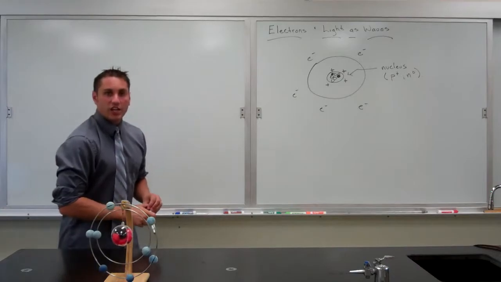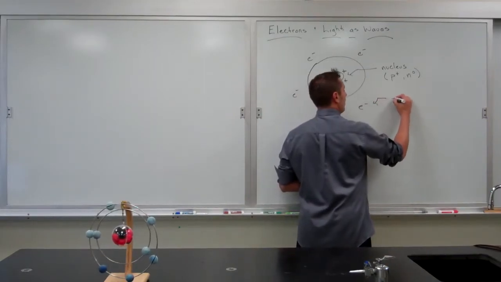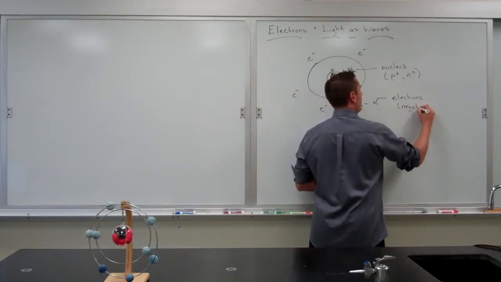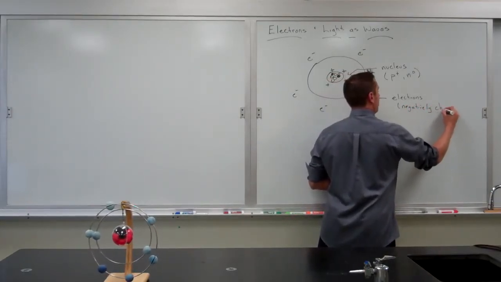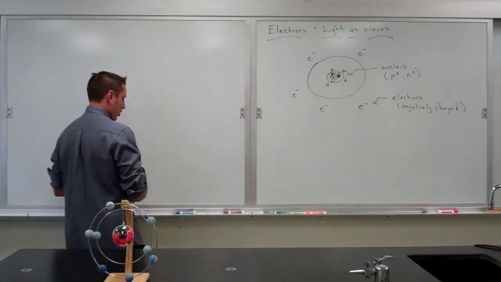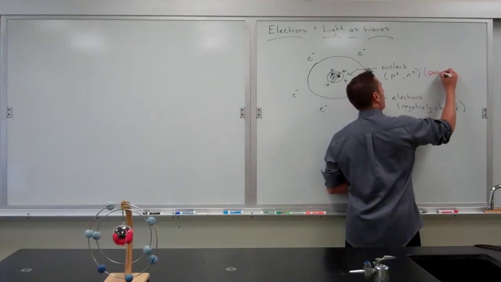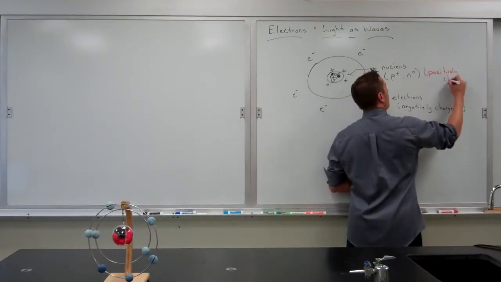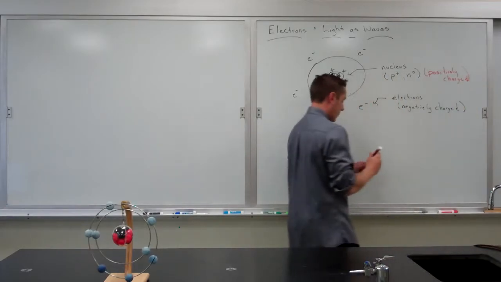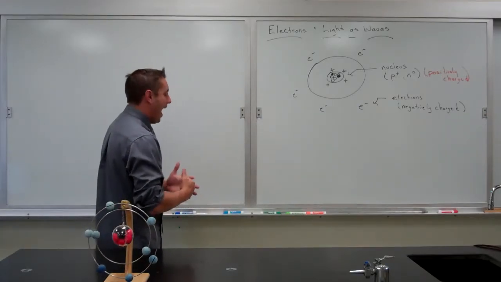And these were discovered by J.J. Thomson, and we decided that they were in something that was called the Electron Cloud. And the electrons are negatively charged, while the nucleus and the protons are positively charged. So, we have the foundations of what the atom looks like.